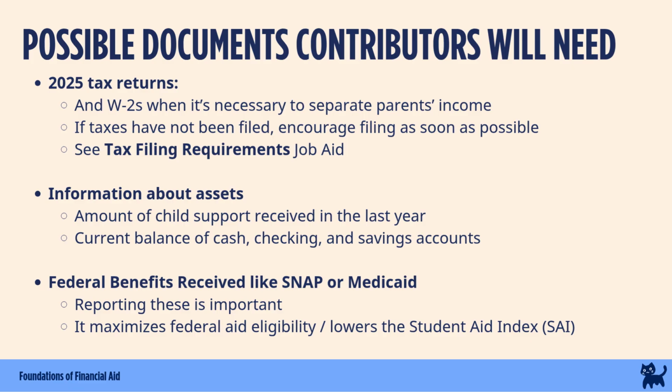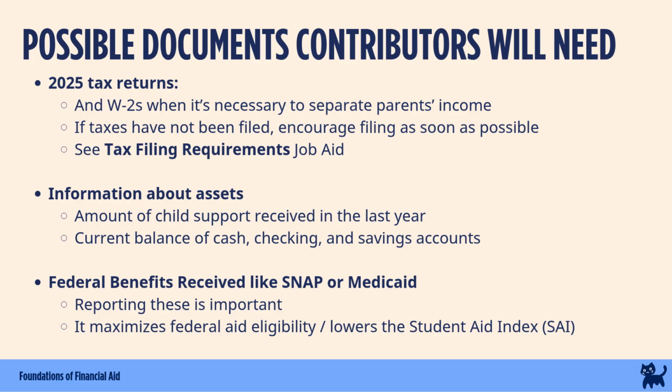We also want all contributors to bring information about their assets. This would include any child support that they received in the last year. And for both students and parents, they will be asked for their current balance of cash, checking, and savings accounts. We also want contributors to be aware of any federal benefits that the family has received, like SNAP or Medicaid.